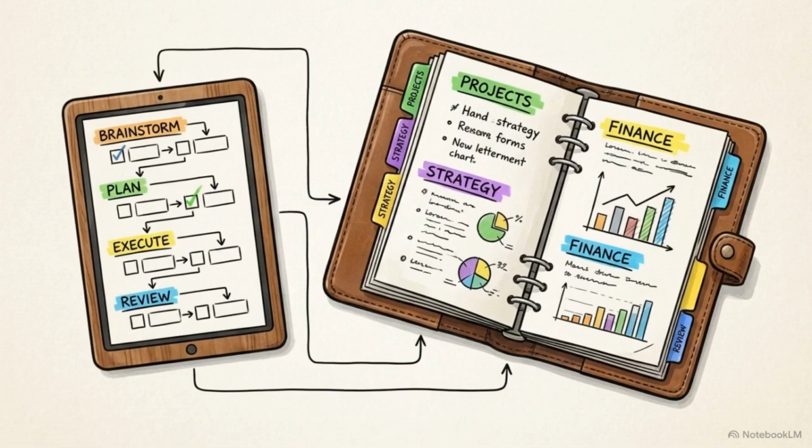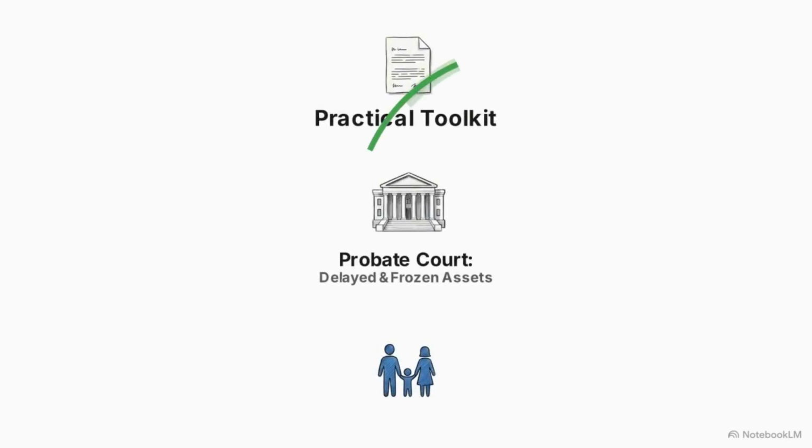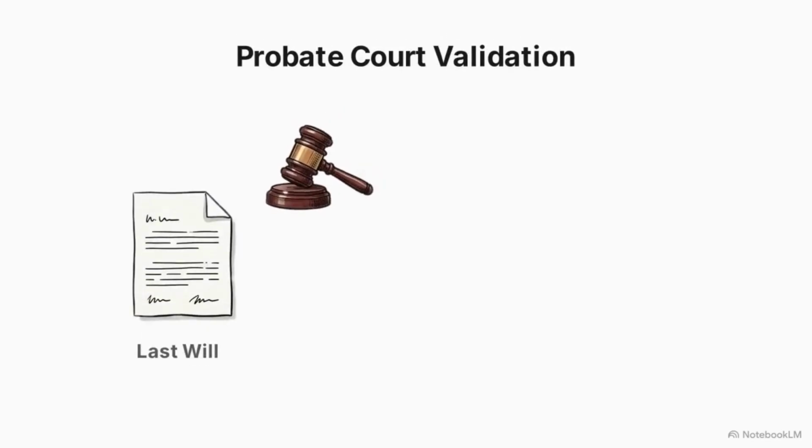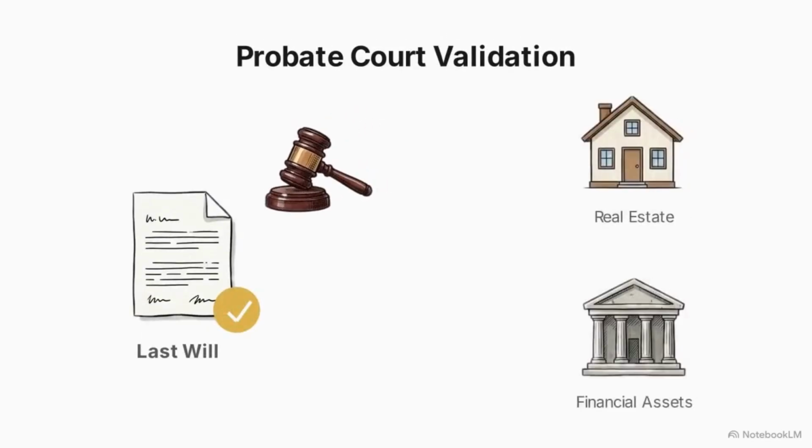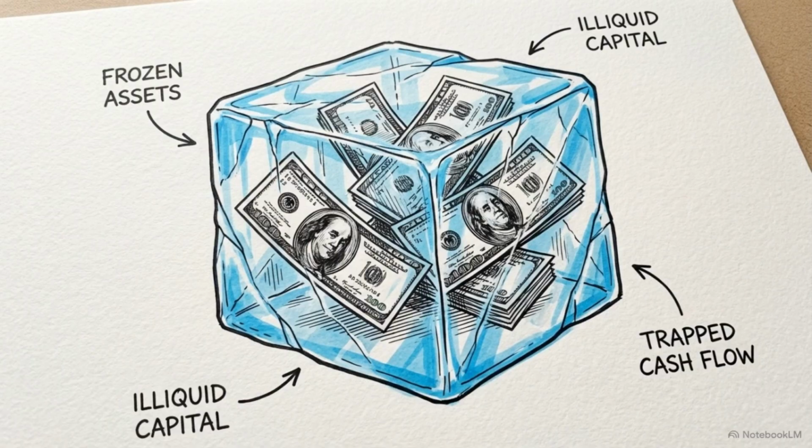You can prevent this freeze by building a practical estate planning toolkit. This is a single, organized system that absolutely anyone can put together to bypass probate court and eliminate legal headaches. Probate is the formal legal process where a court validates a will and distributes assets, which can take months and keep your money frozen when your family needs it most.